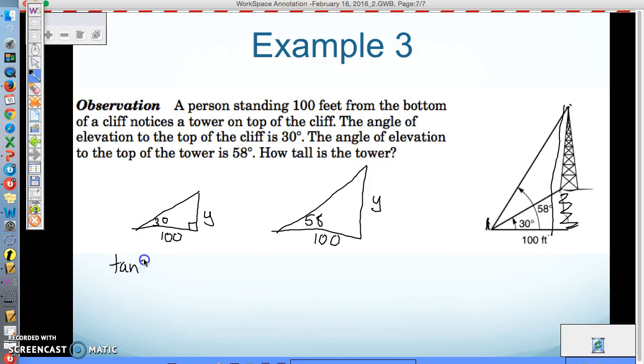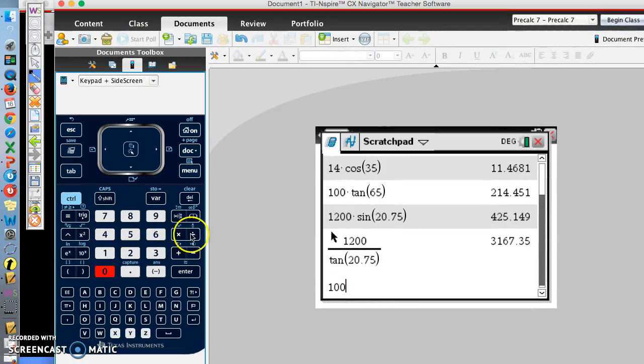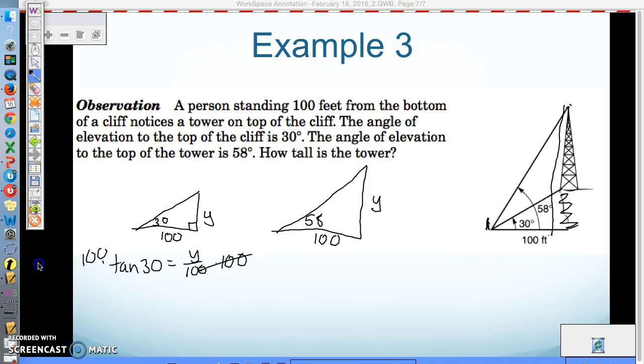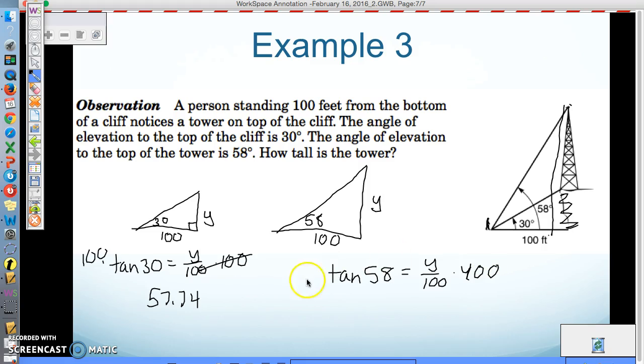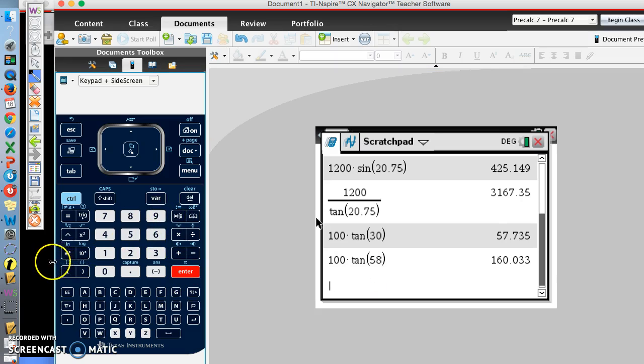So we got the tangent of 30 equals y over 100, multiplied by 100. 100 times the tangent of 30, 57.74. Where this one we'd have the tangent of 58 equals y over 100. So multiply times 100. So we have 100 times the tangent of 58, 160.3.